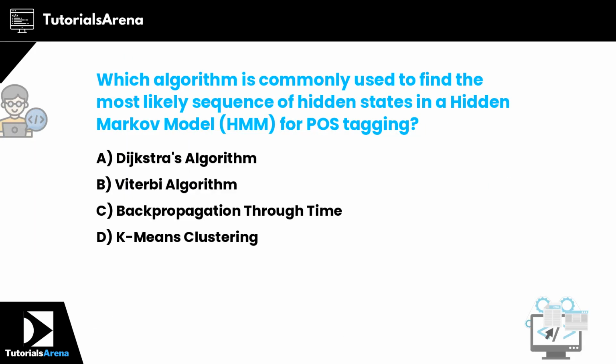Which algorithm is commonly used to find the most likely sequence of hidden states in a hidden Markov model, HMM, for POS tagging? The correct answer is option B, the Viterbi algorithm.